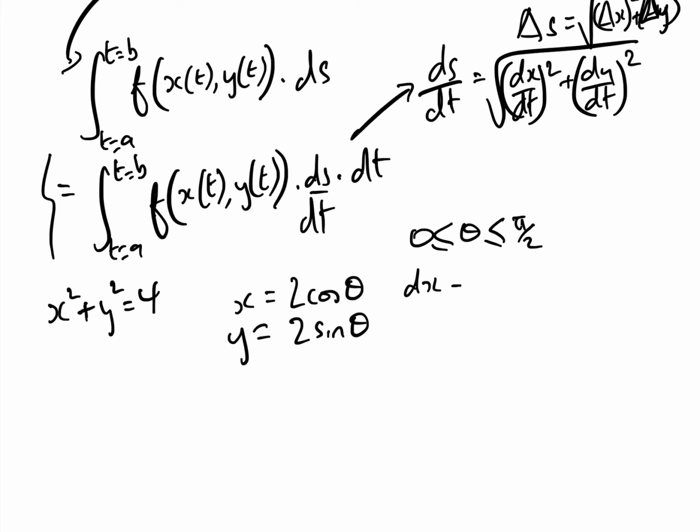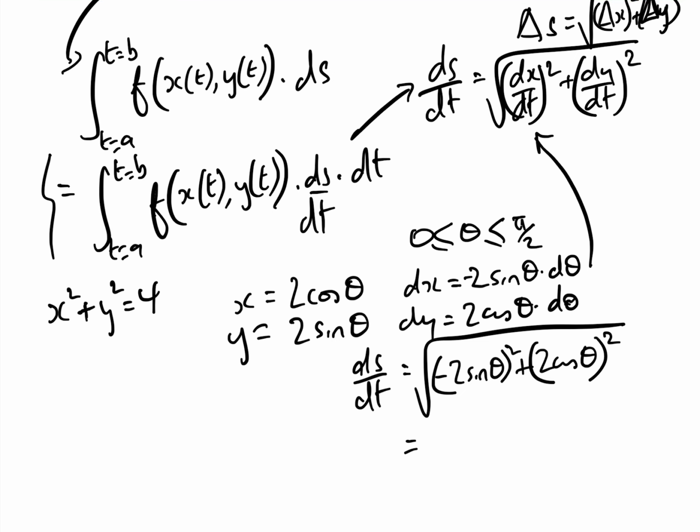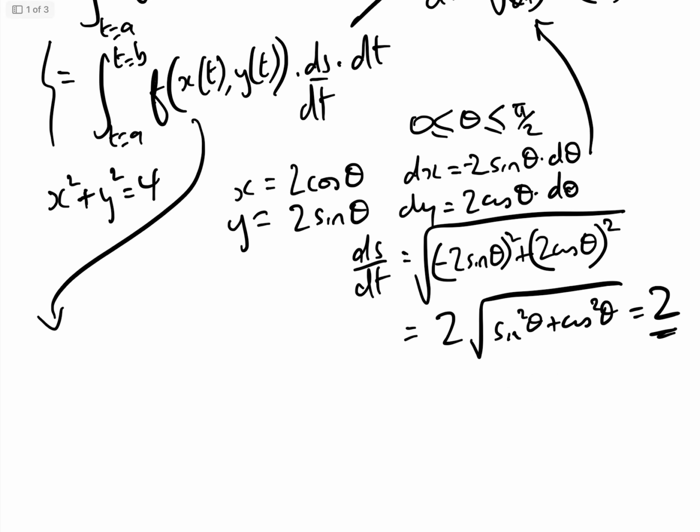So basically dx equals minus 2 sine theta d theta, and dy is 2 cos theta d theta, and so therefore we can work out ds/dt here. ds/dt is going to be equal to the square root of (dx/dt) squared add (dy/dt) squared, whereas in this case it's actually theta because we're using theta instead of t, and that basically equals the square root of (minus 2 sine theta) squared add (2 cos theta) squared, which equals 2 root of sine squared theta add cos squared theta, and sine squared theta add cos squared theta is 1, so that equals 2.